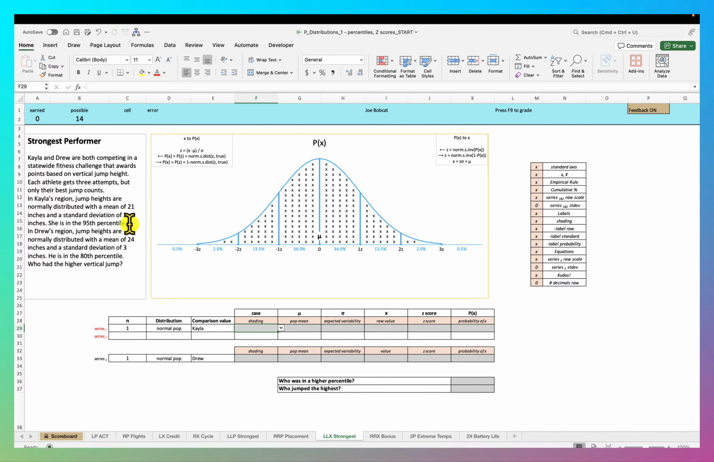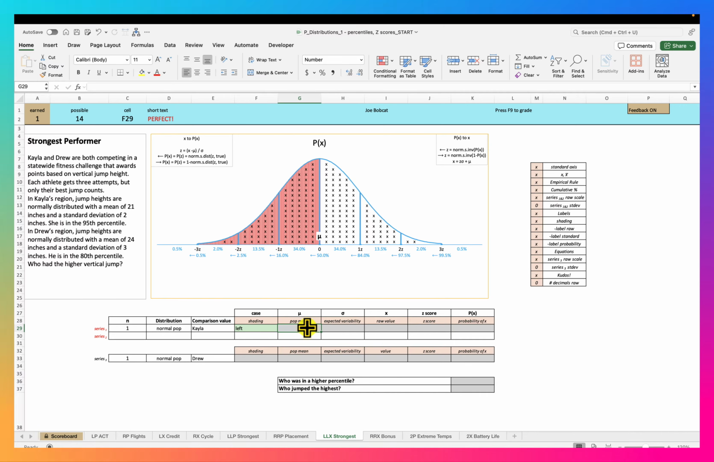So we're given the percentile, and we are trying to find x. In Drew's region, jump heights are normally distributed with a mean of 24 and a standard deviation of 3. He's in the 80th percentile. Who had the higher vertical jump? Whenever you're given the percentile and trying to find x, percentile is always looking left, so the shading is left.